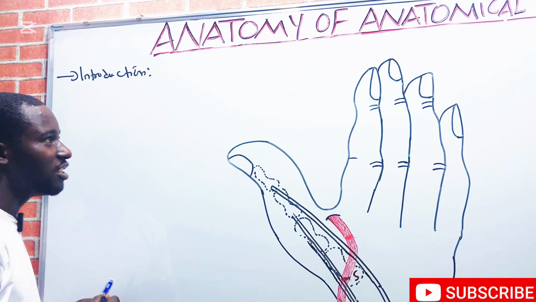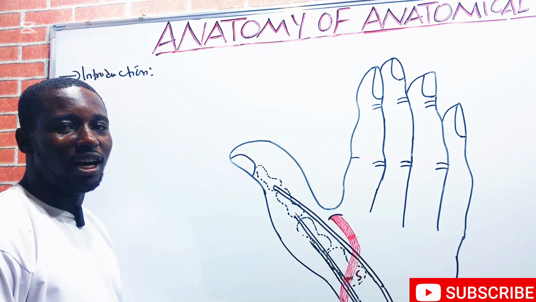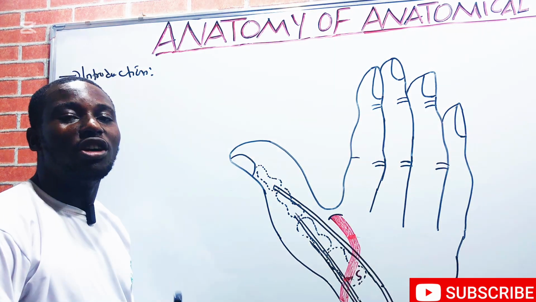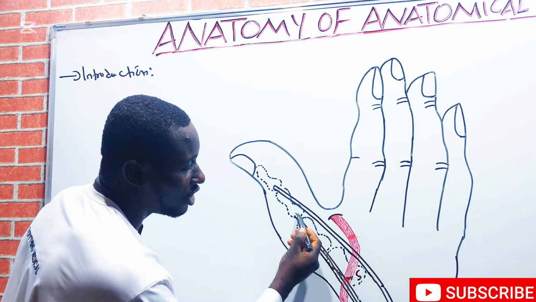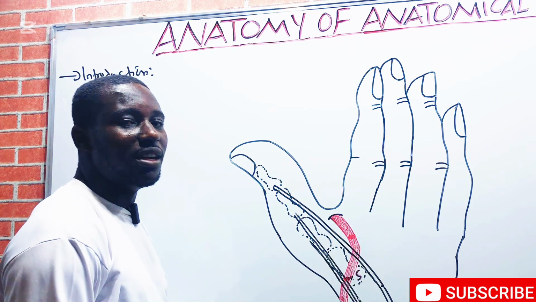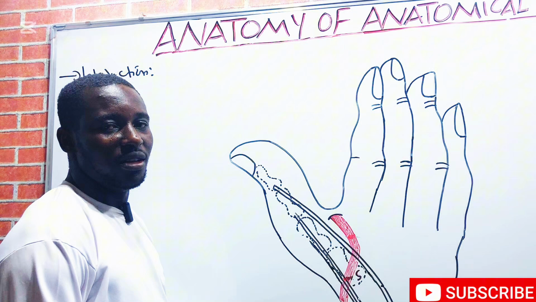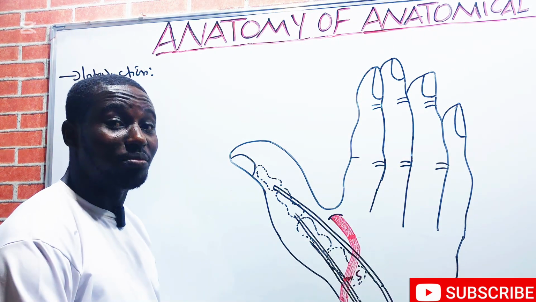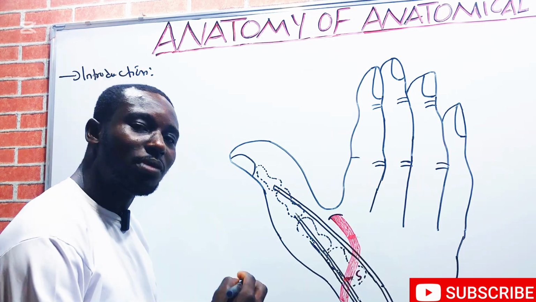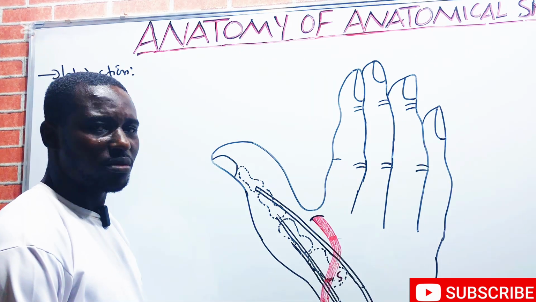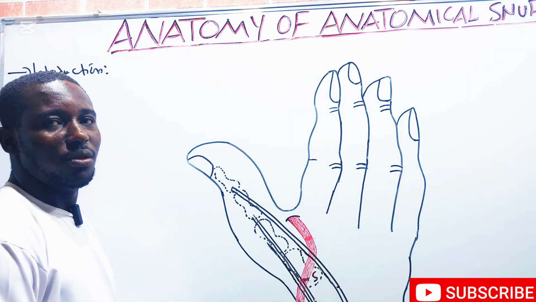What is the anatomical snuff box? Anatomical snuff box can be called the radial fossa. It is an elongated triangular depression that is situated at the lateral aspect of the dorsum of the hand. It is located at the level of the carpal bones.